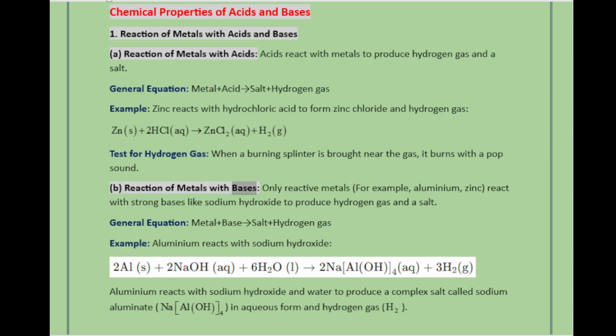B. Reaction of metals with bases. Only reactive metals, for example, aluminium, zinc, react with strong bases like sodium hydroxide to produce hydrogen gas and a salt. General equation: metal plus base gives salt plus hydrogen gas. Example: aluminium reacts with sodium hydroxide and water to produce a complex salt called sodium aluminate, in aqueous form, and hydrogen gas.